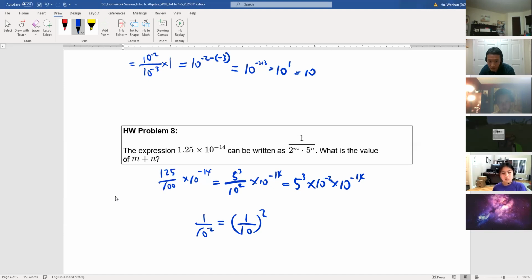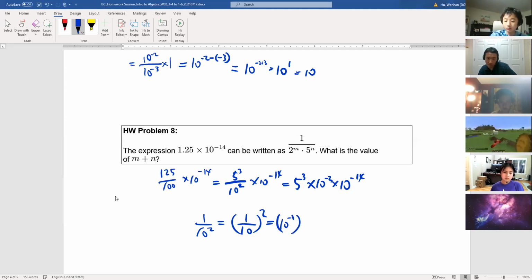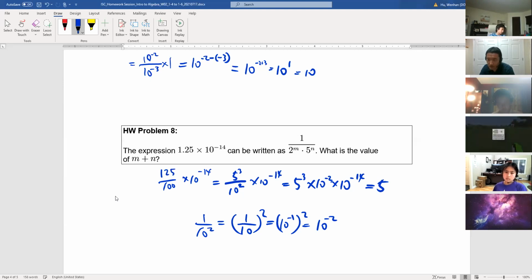And 1 over 10 squared is 10 to the negative 2. The reciprocal of 10 is 1 over 10, and then you have 2 outside. So you still have the 10 to the negative 2. So here we have 5 to the third and the 10 to the negative 16.